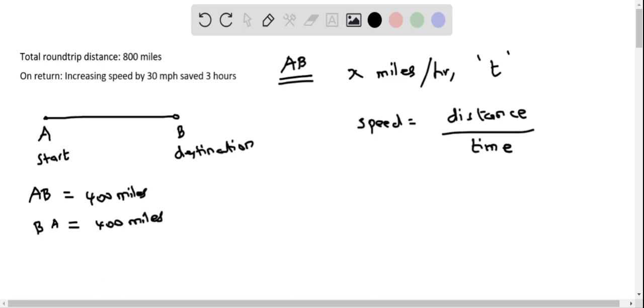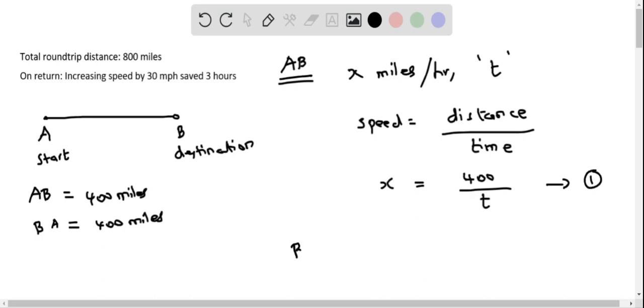So I can plug in the variables and the values that we know. We know that the speed in the trip AB is equal to X miles per hour. So I plug in X here, and the distance is 400, and we have kept the time as T. So this is T. This can be considered as equation 1.